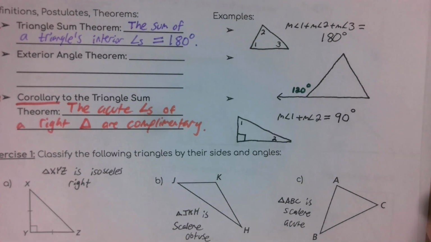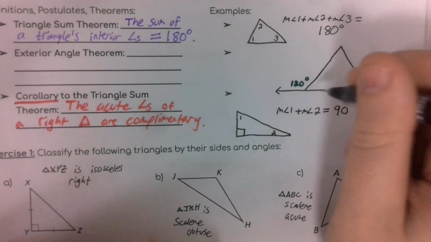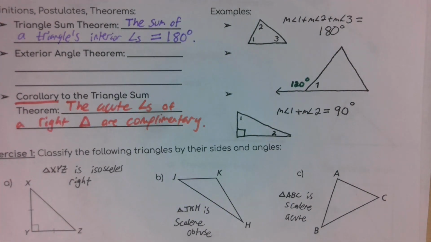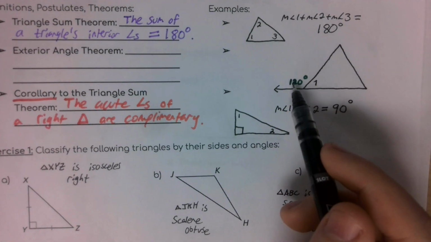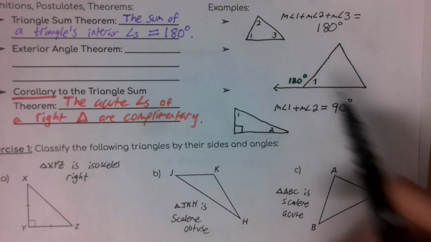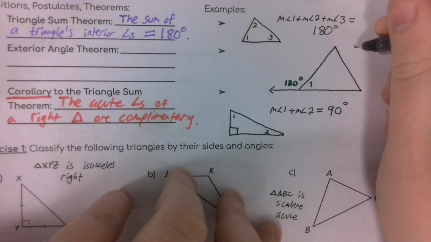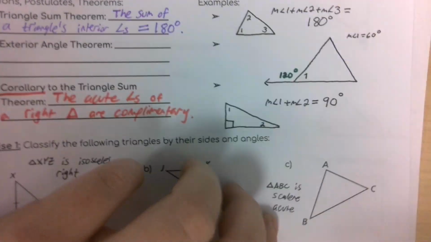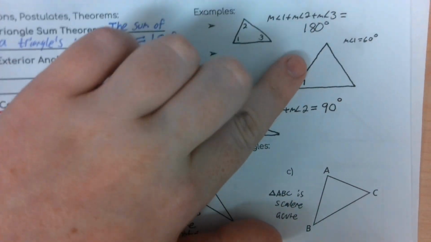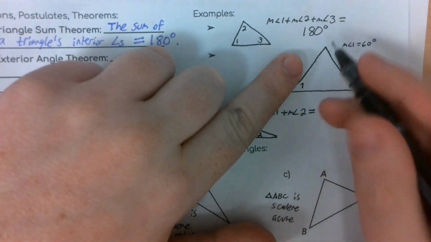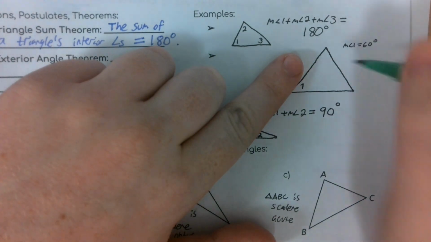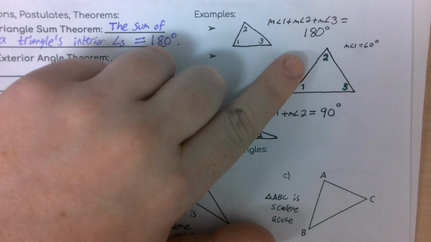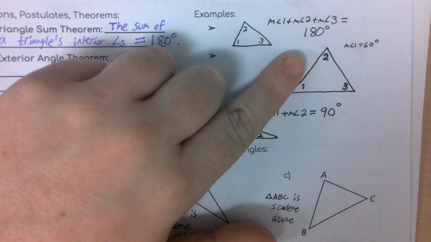Well, if that's true, what information do we know about angle 1? If this angle is 120 degrees, and angle 1 forms a linear pair with it, we would know that angle 1 is supposed to be 60 degrees, right? So the measure of angle 1 equals 60. That's nothing new. But if we know that angle 1 is 60 degrees, is there anything that we could tell about the sum of the other two angles? We may not know exactly what measure angle 2 and 3 are, but we can still find some important information here.